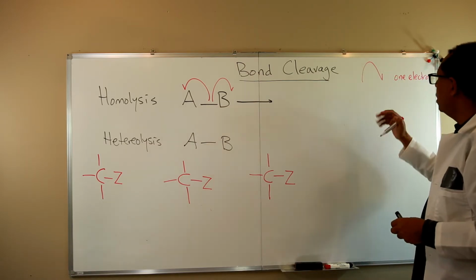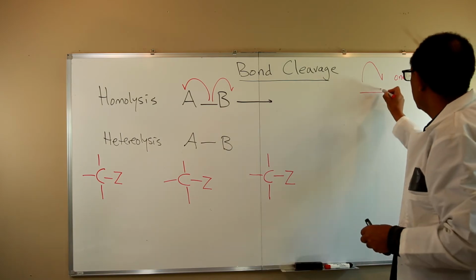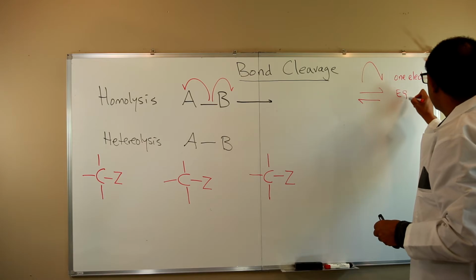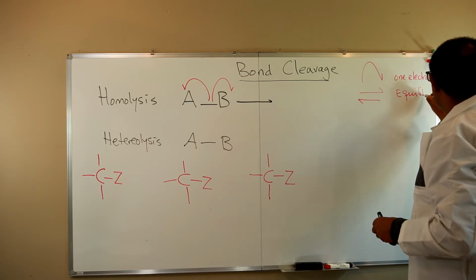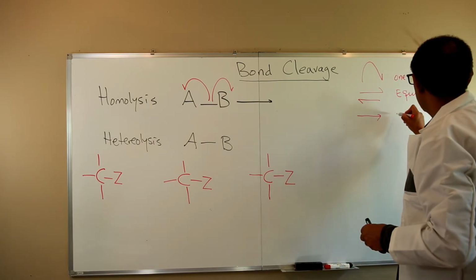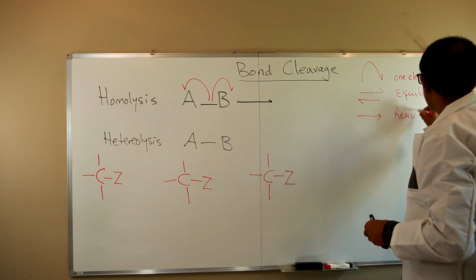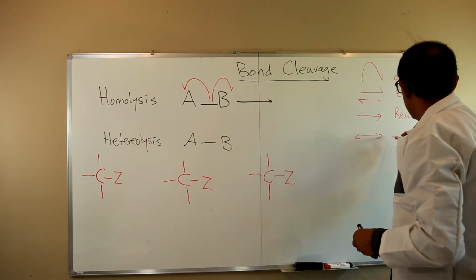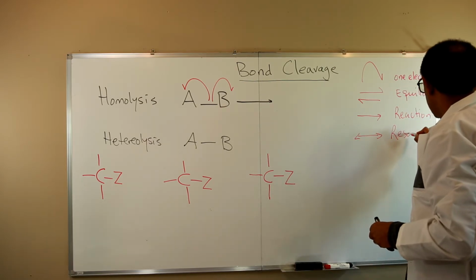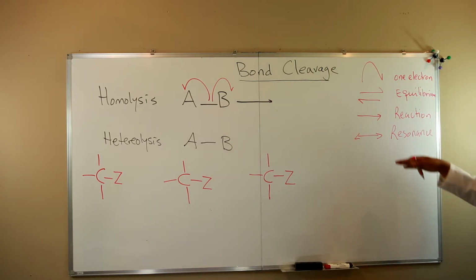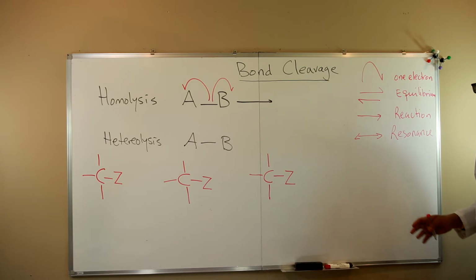I'll show you some arrows here. This kind of arrow shows equilibrium. This single arrow shows a reaction. This double-headed arrow shows resonance. So don't confuse the different arrows we use in a chemical reaction.